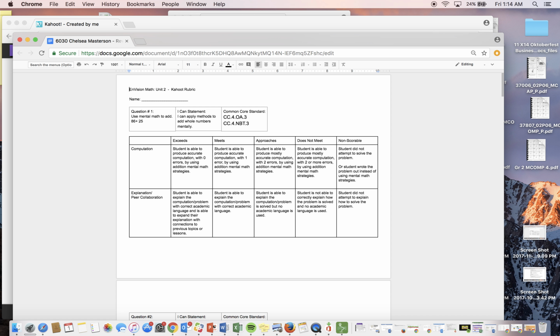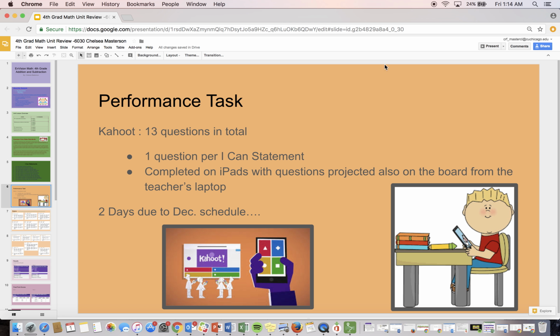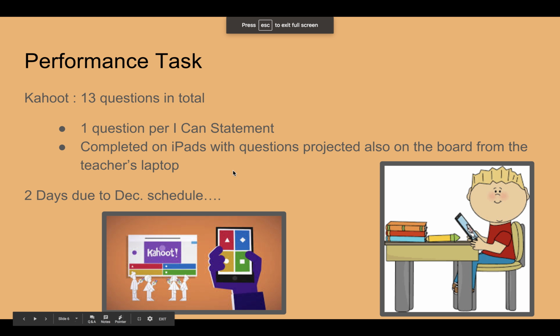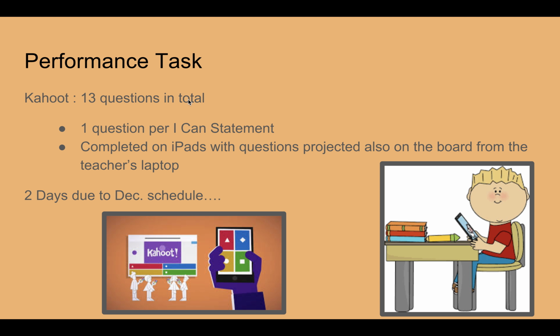Sorry, let me pull up our slides again. So the performance task I created has 13 questions in total. There's one question per I can statement, except 2 of them are repeated. And then the Kahoots in my case were completed on iPads, and the questions were projected onto my whiteboard from my teacher laptop.